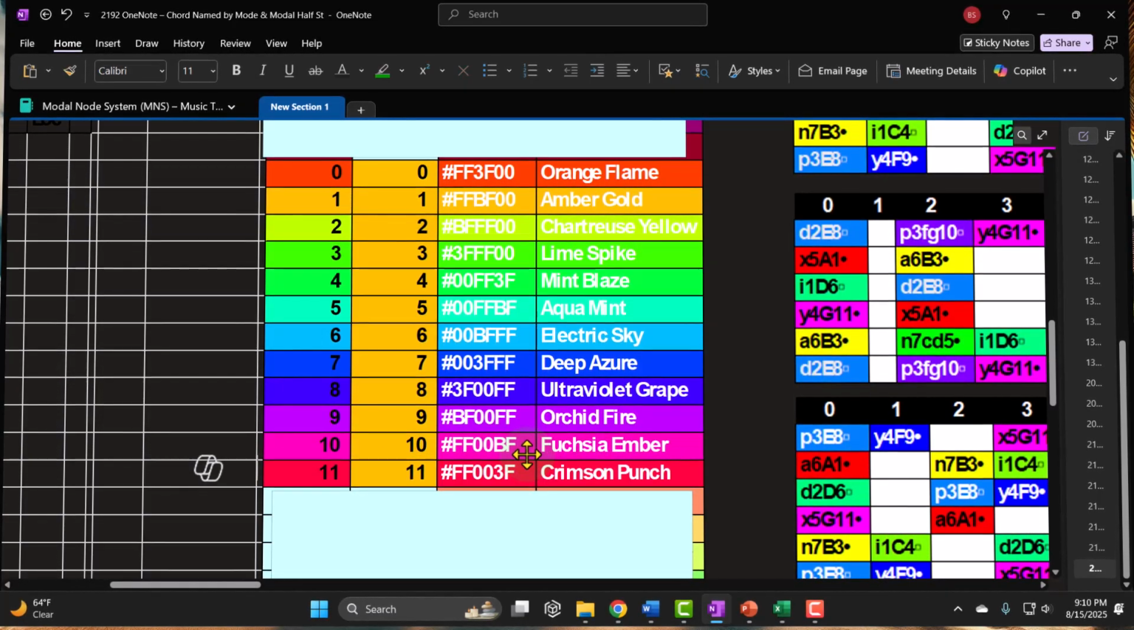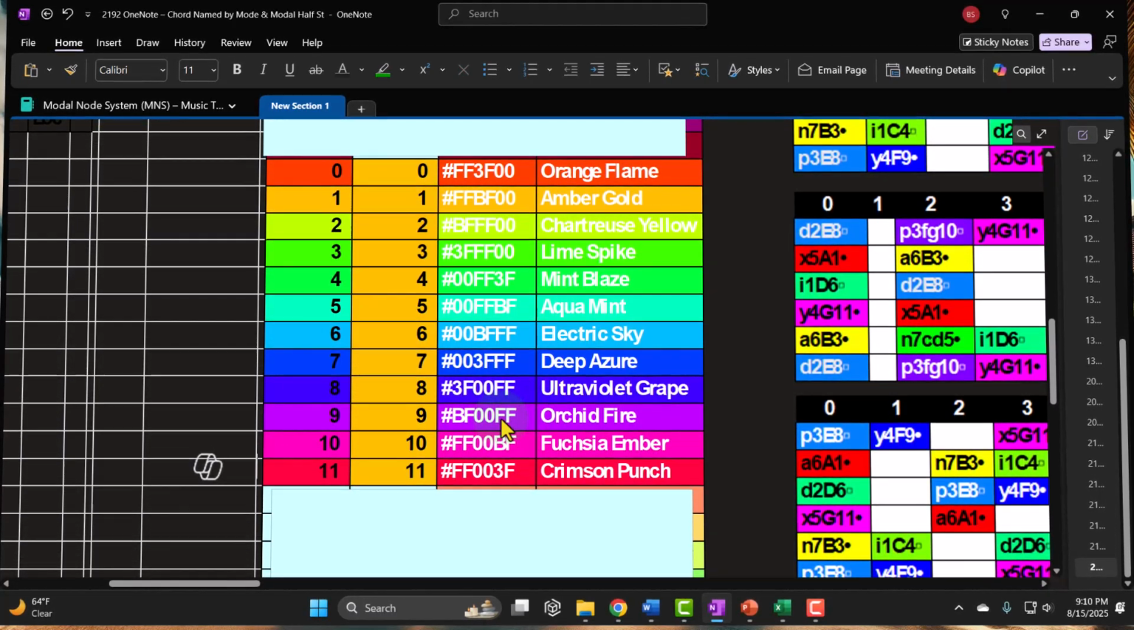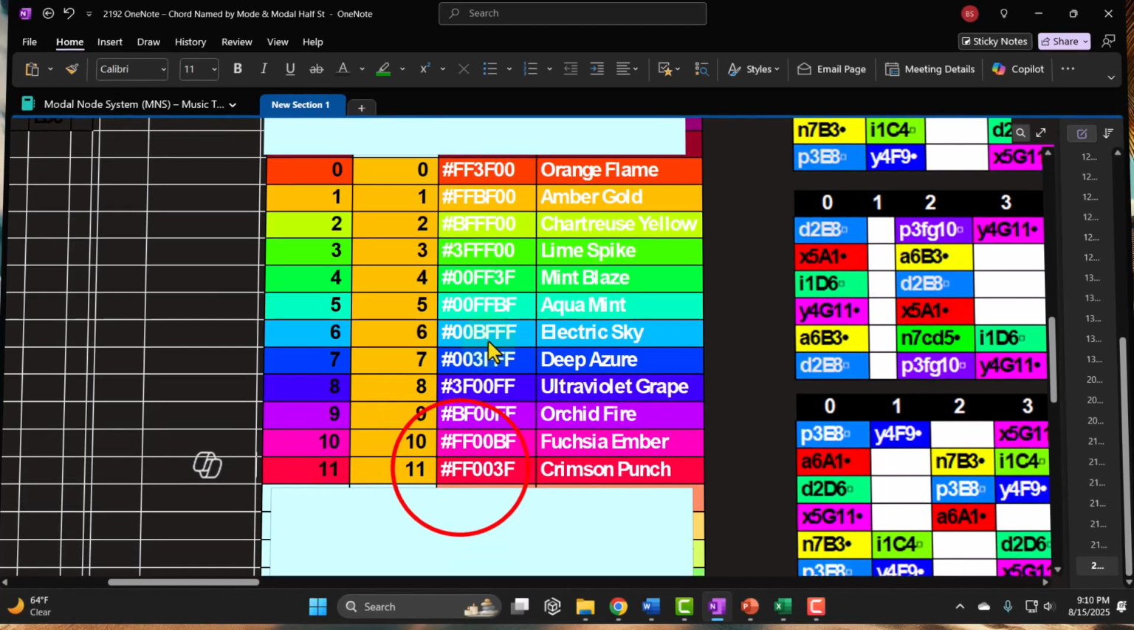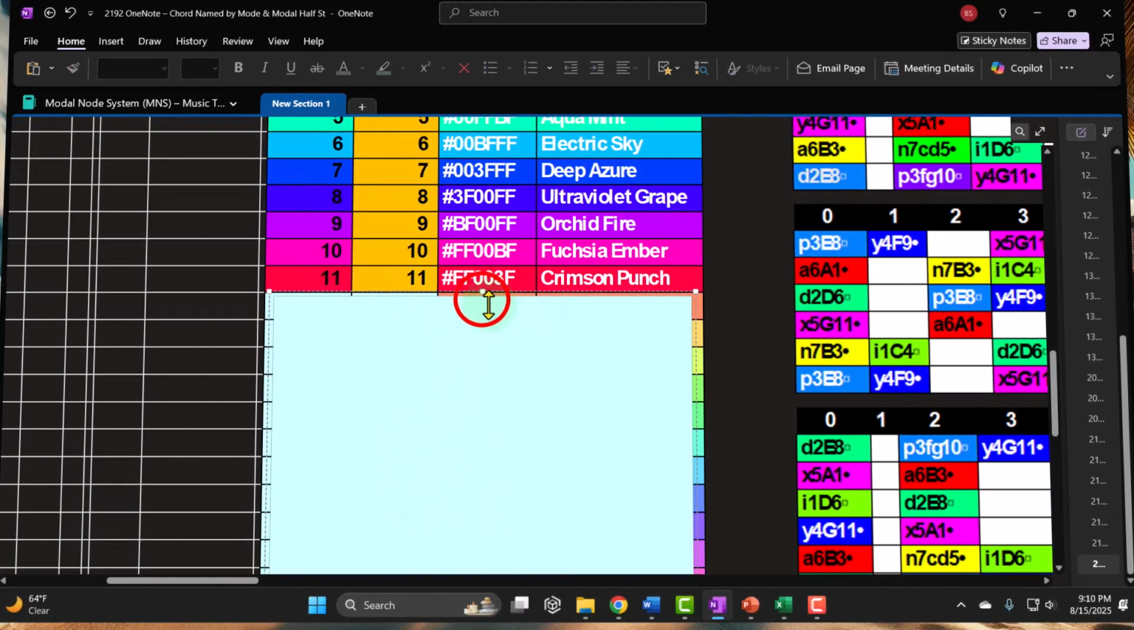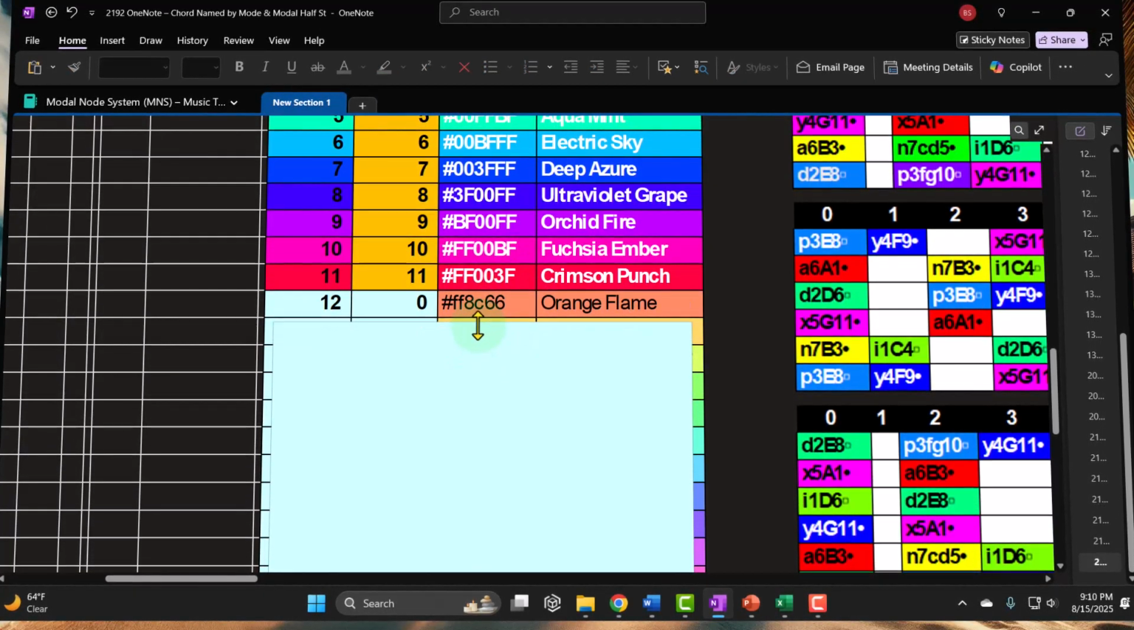And 11 notes up is crimson or punch. I think punch would be easy. I'm going to go with punch. So that means, if we go beyond that, a distance beyond that, we're going around the circle.